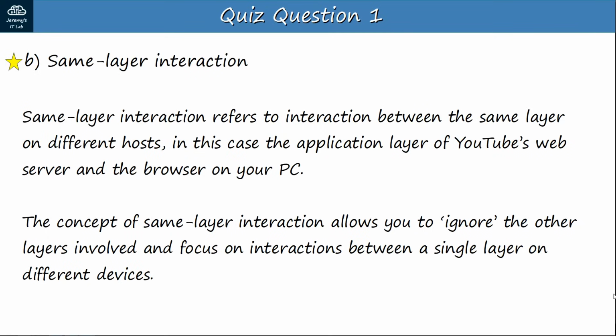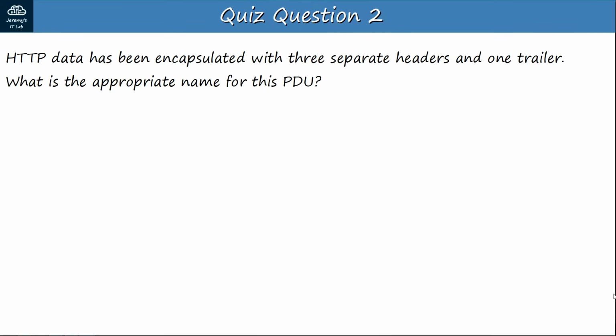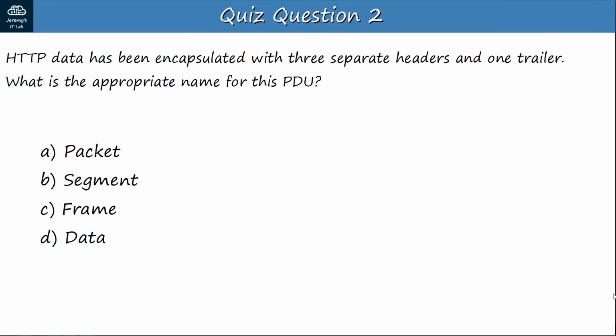Let's go to question 2. HTTP data has been encapsulated with 3 separate headers and 1 trailer. What is the appropriate name for this PDU? A. Packet. B. Segment. C. Frame. Or D. Data. Pause the video to think about your answer. The answer is C. Frame. Let's check.